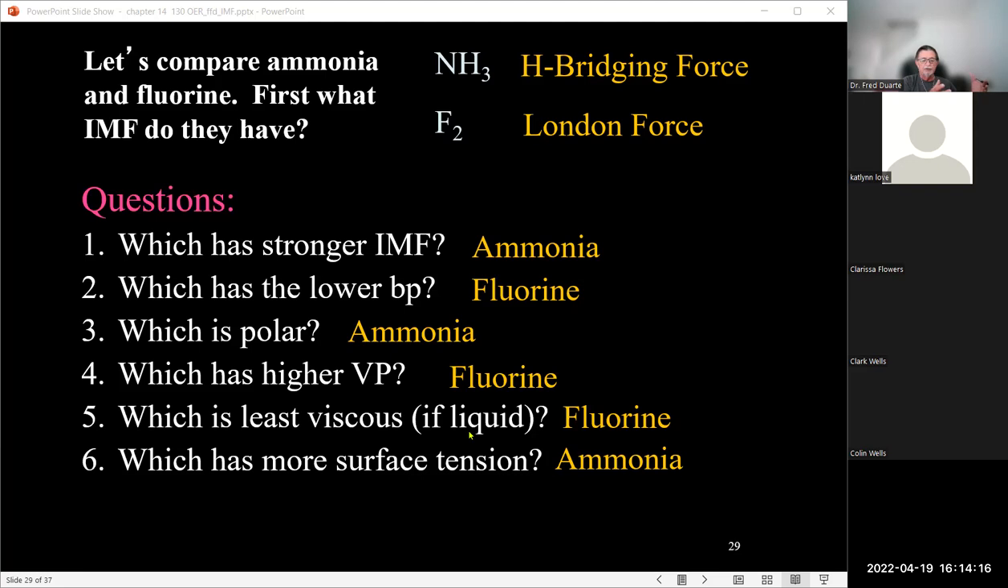Now, the questions could have been reversed. Number one could have been, which has the weakest IMF? Number two could have been, which has the higher boiling point? These types of questions can easily be moved around, changed, or given to you in a different manner. To rehash this, we've got about a minute left. One, you must know the formula of the compound you're given. From that formula, you determine the polarity of that compound, and from that polarity, you determine what force to assign it.